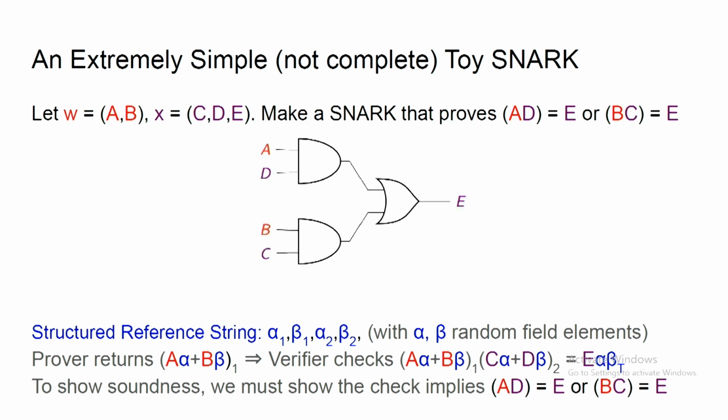And here we have the random field elements alpha and beta. And I also have alpha sub 1, beta sub 1, alpha sub 2, beta sub 2 for the presence of those field elements within these cryptographic groups. And what's going to happen is that we're going to have A times alpha plus B times beta as this proof element. That'll be multiplied by C times alpha plus D times beta, and it'll be checked against E times alpha beta. And so what we need to show in terms of the soundness is that this implies the conclusion.